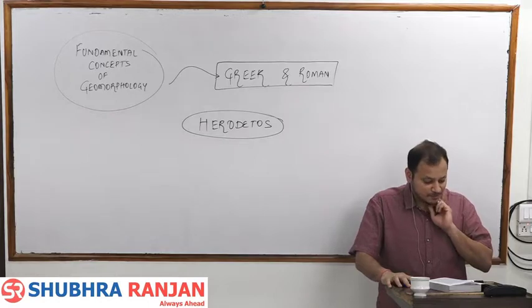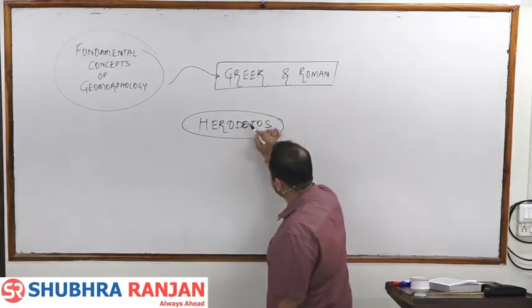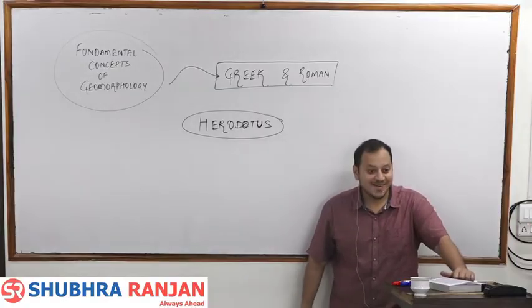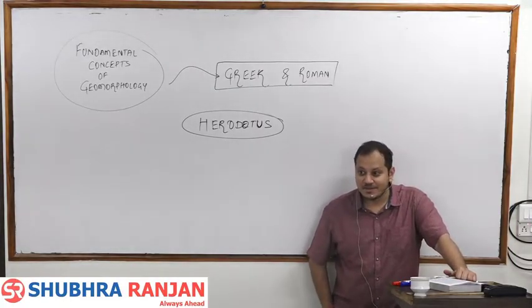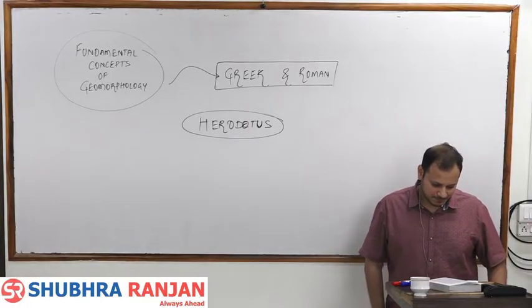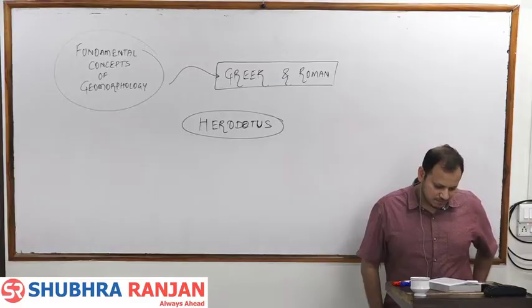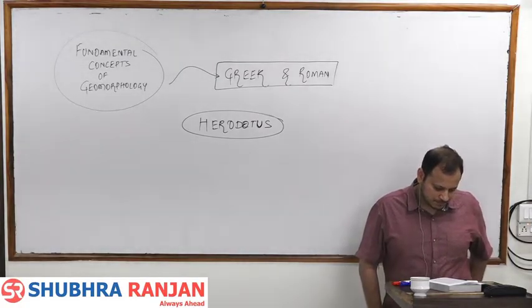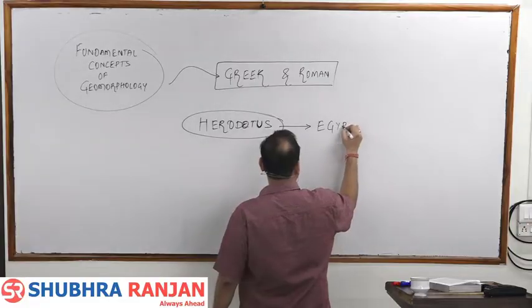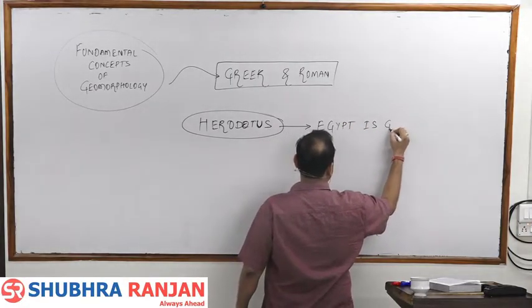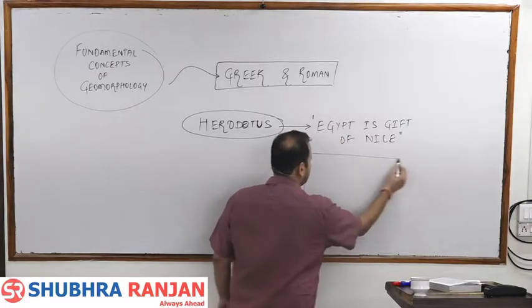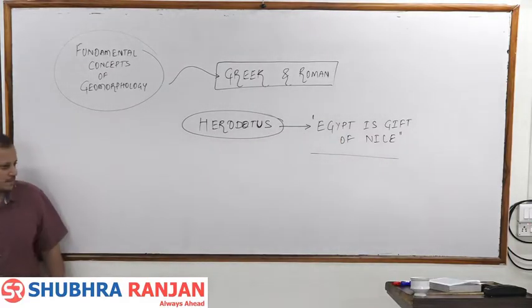Herodotus, don't worry about the spelling. Who is Herodotus? Herodotus is the father of history. Fine. So Herodotus is remembered for geographical observations through statements such as: Egypt is a gift of Nile.